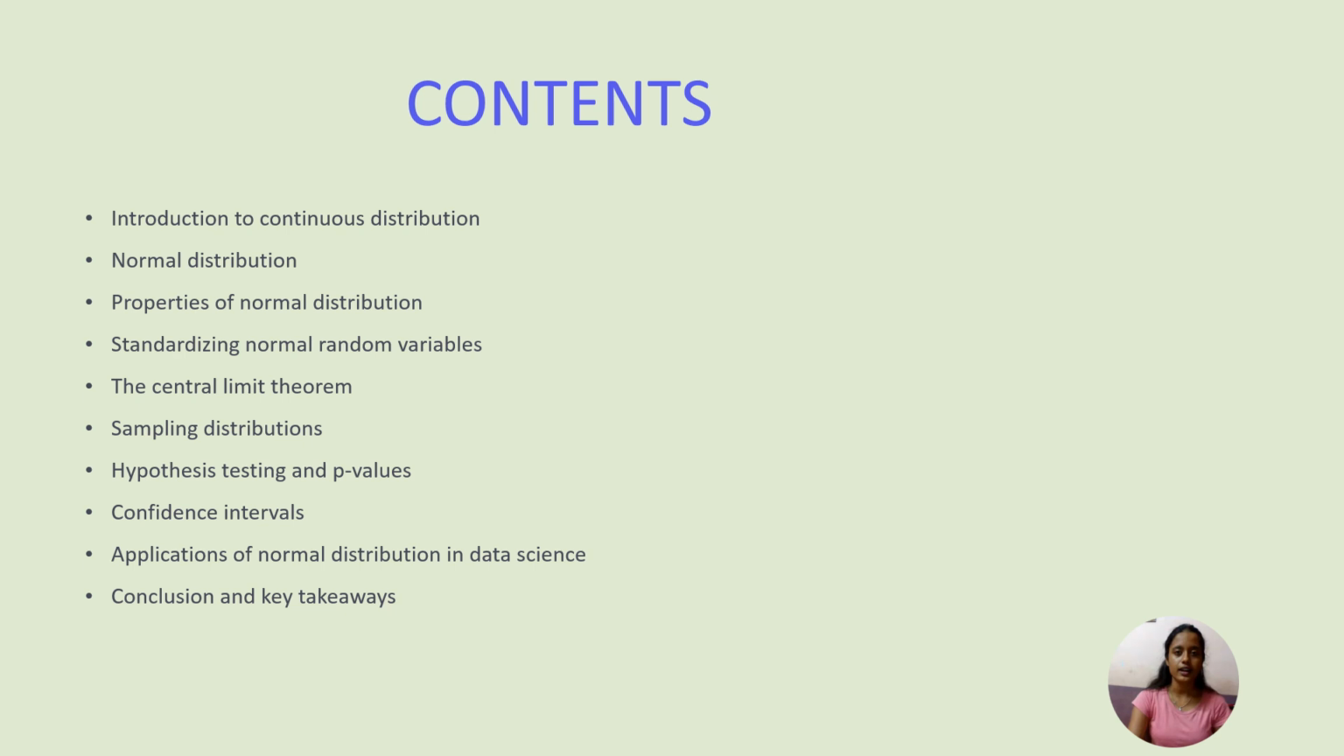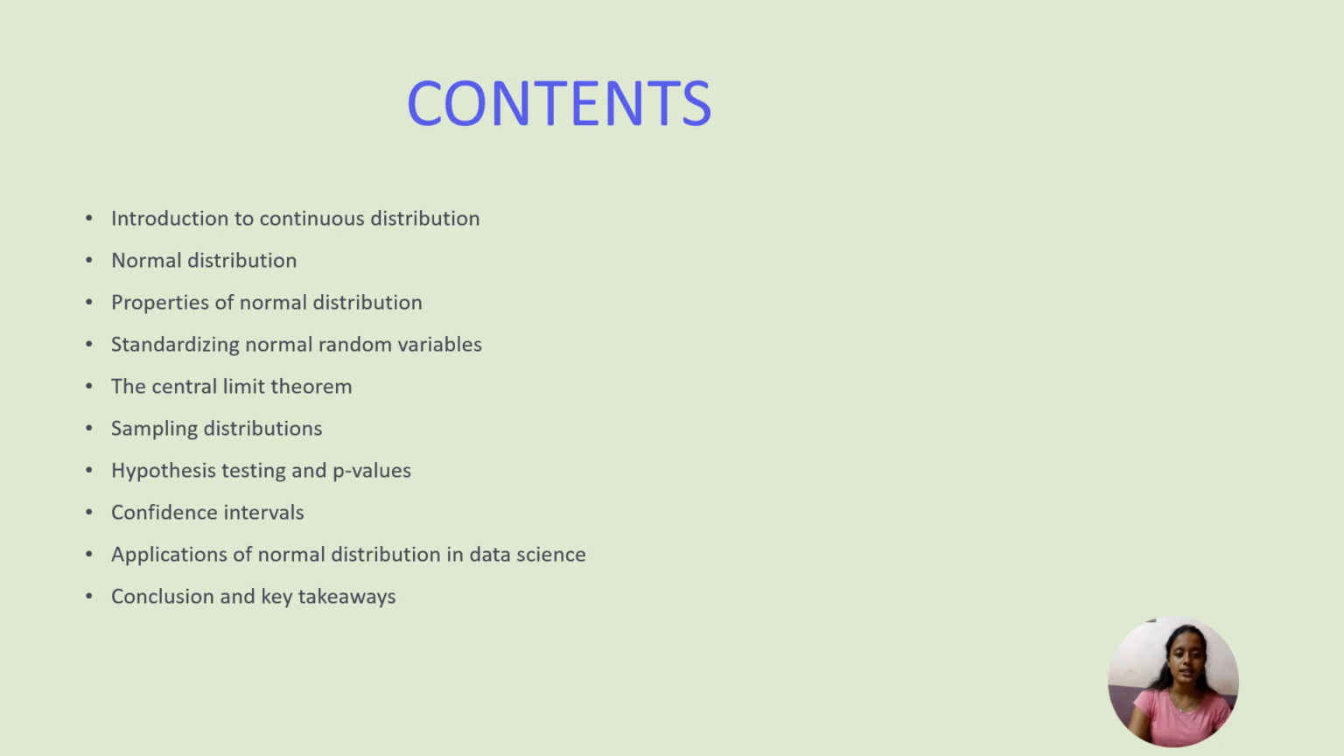Today's topic is multiple topics, so this is an assignment. Now let us look into the contents. The contents are Introduction to Continuous Distribution, Normal Distribution, Properties of Normal Distribution, Standardizing the Normal Random Variables, the Central Limit Theorem, Sampling Distributions, Hypothesis Testing and P-values, Confidence Intervals, Applications of Normal Distribution in Data Science, and Conclusion and Key Takeaways.